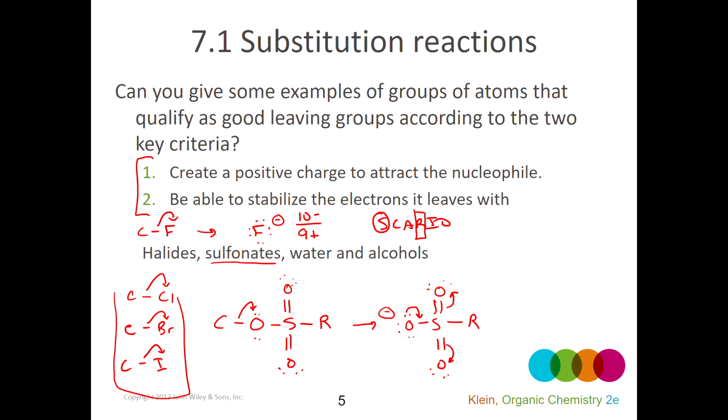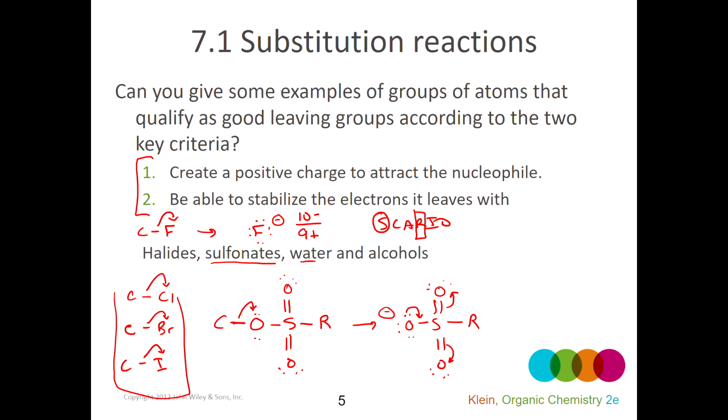And so these make great leaving groups, and there are a lot of reactions where this grouping of atoms is intentionally installed on a carbon so that it can take on the role of a leaving group and leave and allow something else to easily come in and replace it.